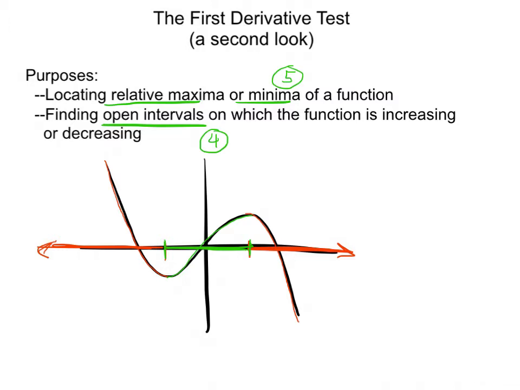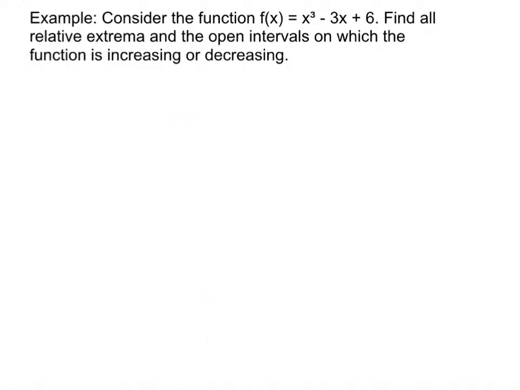So I've got 2 examples for us in this video that I hope are going to make this a bit more clear, so we'll get to those now. The first example, I want us to think about this function x cubed minus 3x plus 6. I want us to find all of the relative extrema and the open intervals at which the function is increasing or decreasing.